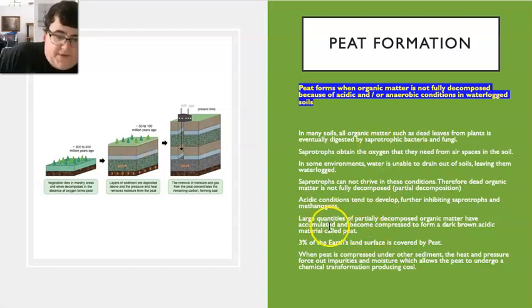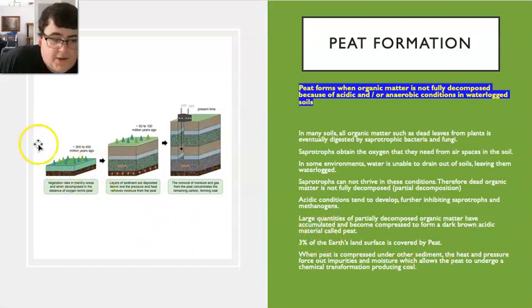By this point, we get large accumulations of decomposed organic matter, partially decomposed because it started to be broken down by the saprotrophs. It wasn't fully broken down. And it becomes compressed, forming a dark brown acidic material, which we call peat. Now, 3% of the Earth's land surface is covered by this substance. When peat is compressed even further under other sediments, the heat and the pressure of those other sediments force out the impurities as well as the moisture, which allows the peat to undergo a chemical reaction to form coal.